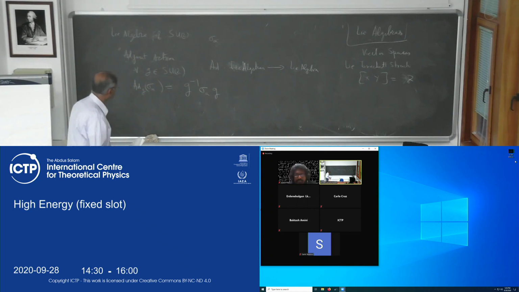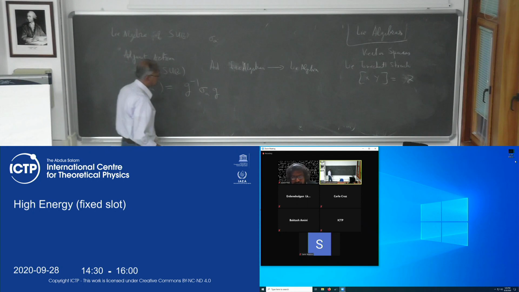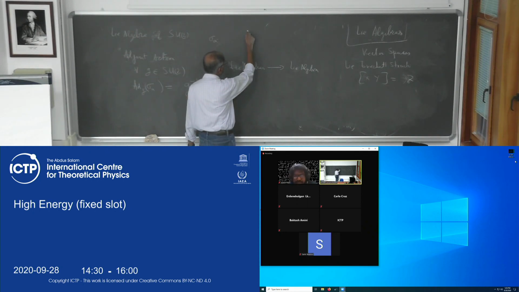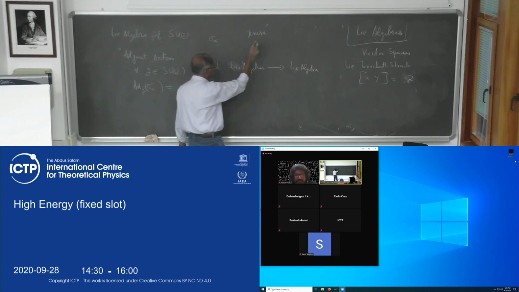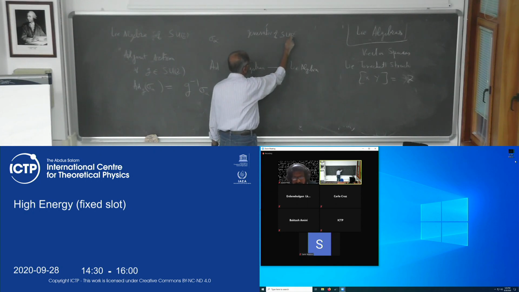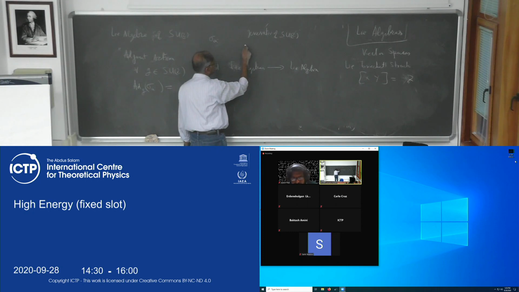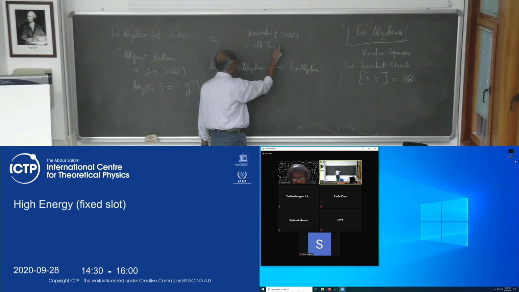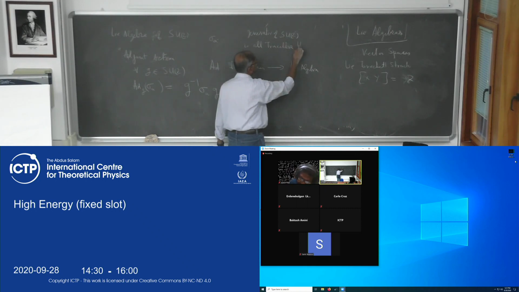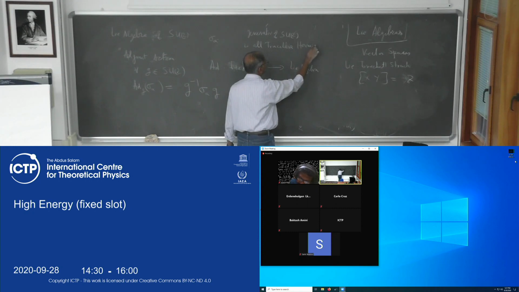To check that, remember the generators of SU2. I have chosen a basis here, but a generic generator of SU2, I'm using the Hermitian convention, is all traceless Hermitian 2 by 2 matrices.